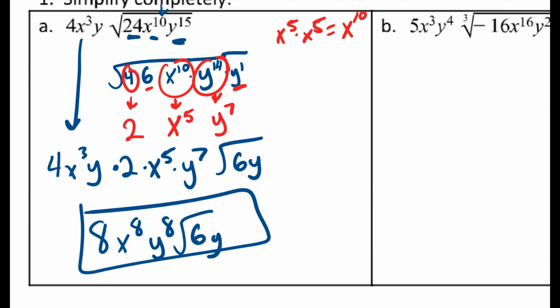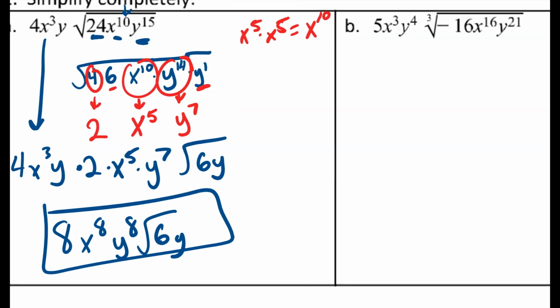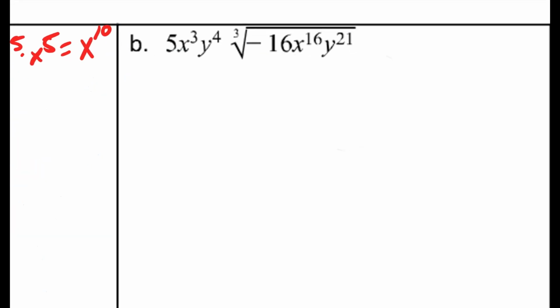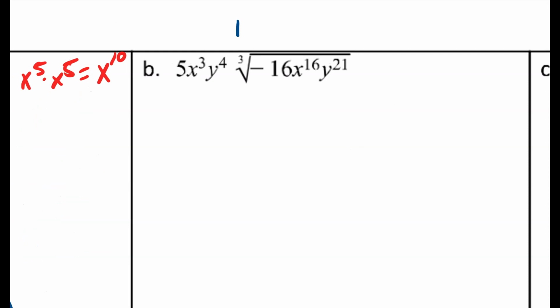For cube roots like b, all of the same sort of rules apply, but instead of thinking about perfect squares, you want to be thinking about perfect cubes. So remember that's something like 1, 8, 27, 64, 125, and so on. Right? 125 is 5 cubed, 64 is 4 cubed, and so on.